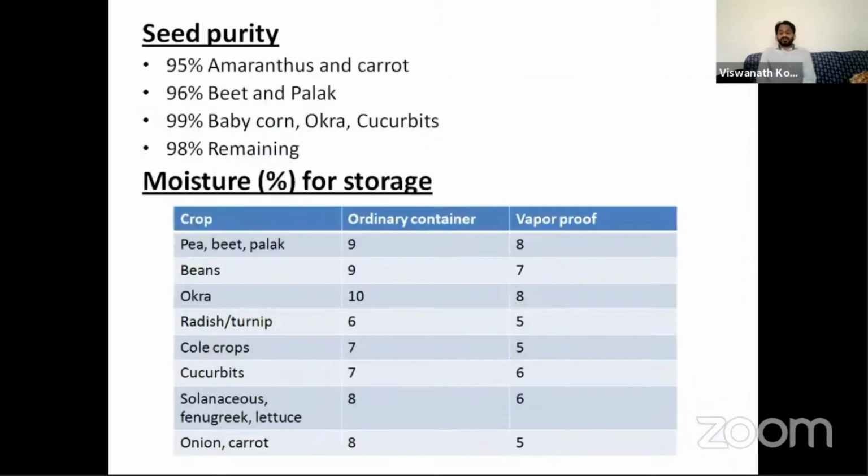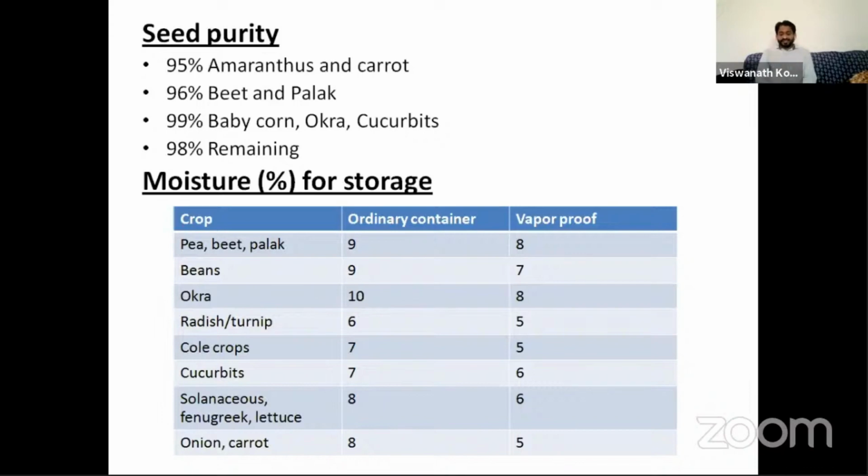Seed purity. If we take a variety seed, it should have the highest purity. The seed purity is 95% for amaranthus and carrot, 96% for wheat and palak, 99% for baby corn, okra and cucumber, and 98% for others. Why is the seed purity so high for baby corn, okra and cucumber? Because of the bigger size of the seed. The baby corn seed, okra seed and cucumber seed are bigger in size.